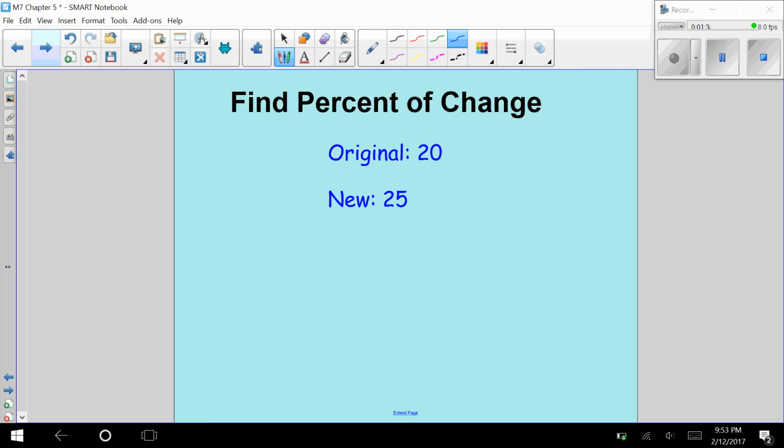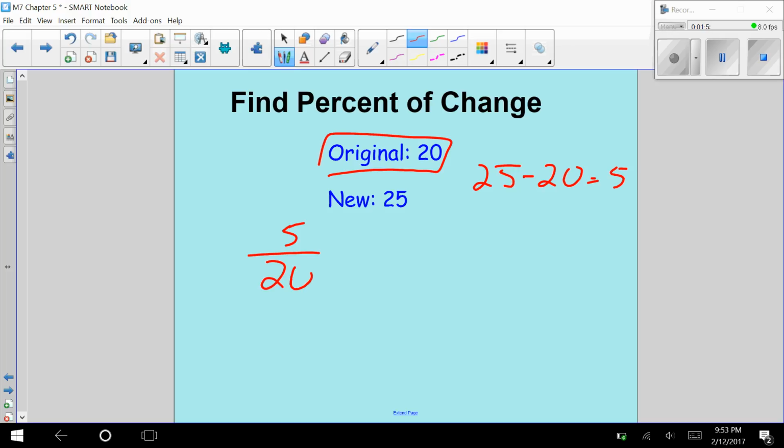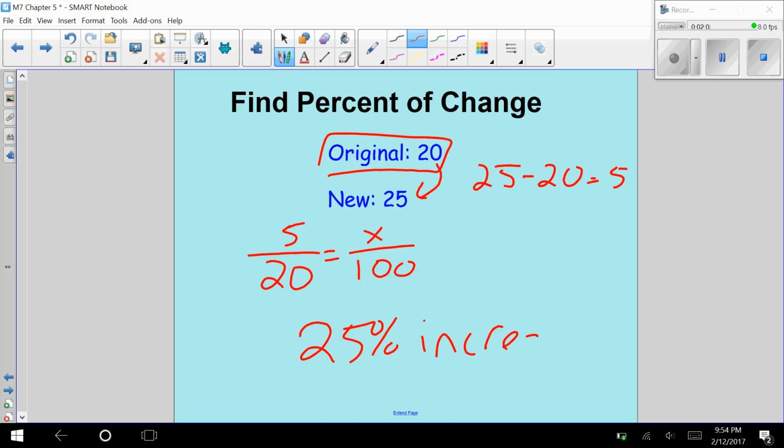So we're going to find a percent of change. Step 1, subtract. Bigger minus smaller. We do 25 minus 20, and we get 5. Now we set up our proportion. Amount of change is 5 over original, always original, which is 20, equals x over 100, and we get 25%. Notice that the original to the new, it went up, so it is an increase.